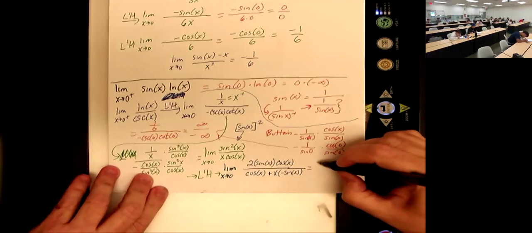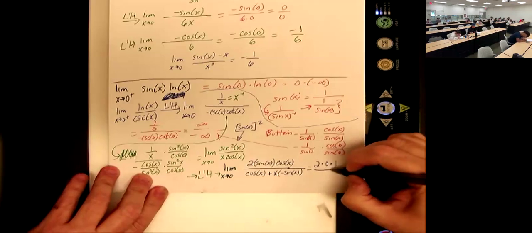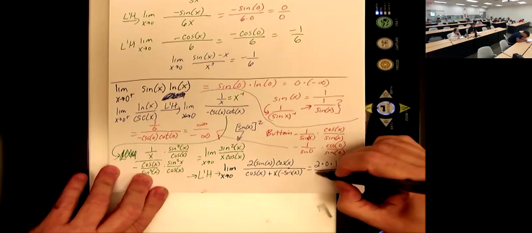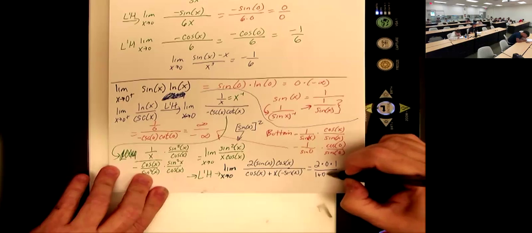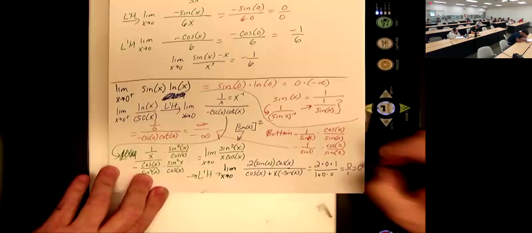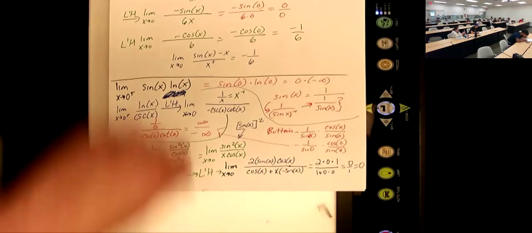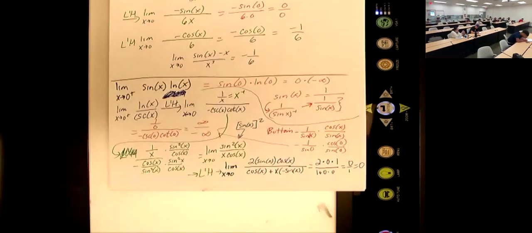And when we evaluate this, we get 2 times 0 times 1 over 1 plus 0 times 0. 0 over 1 is 0. We got an answer. So we had 0 times infinity in the beginning, and the answer is 0. That's the final answer.